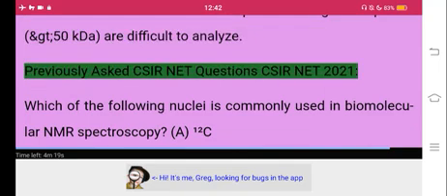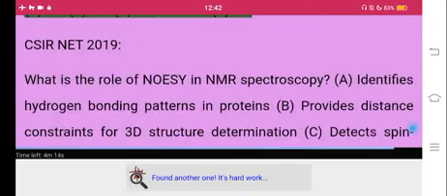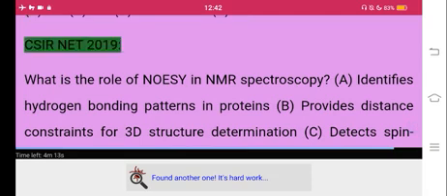Previously asked CSIR NET question, CSIR NET 2021. Which of the following nuclei is commonly used in biomolecular NMR spectroscopy? A. 2C. B. 13C. C. 16O. D. 32P. Answer: B, 13C.